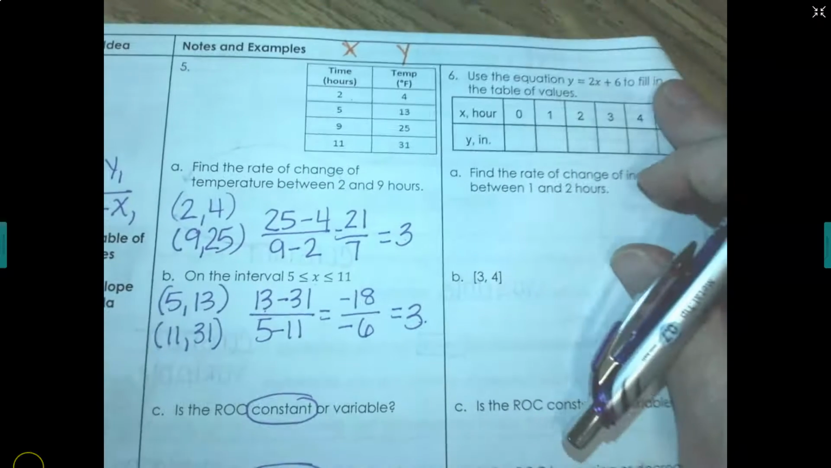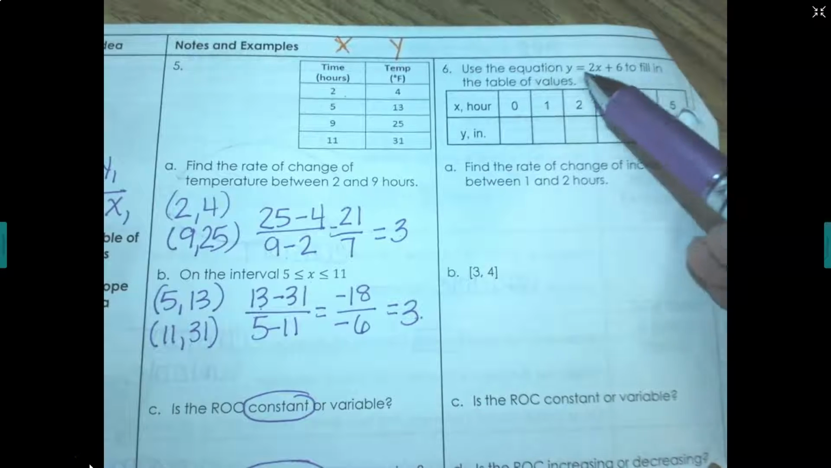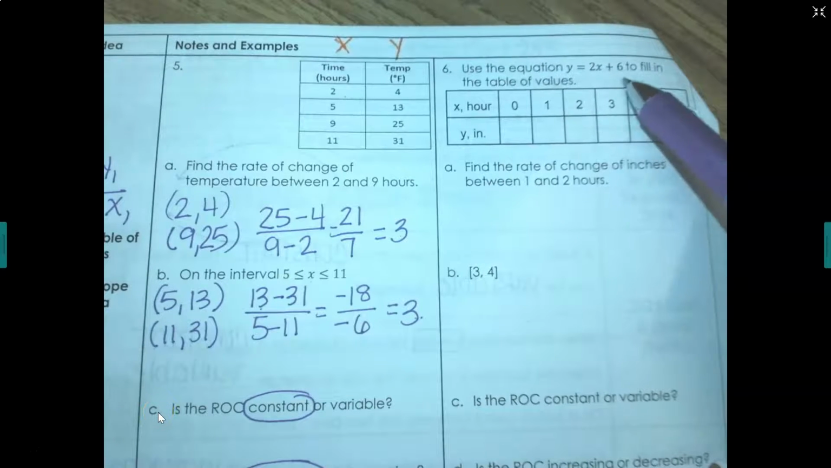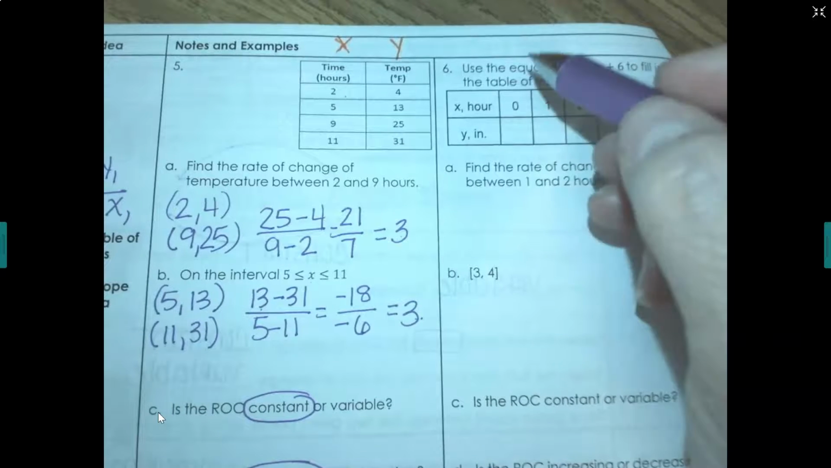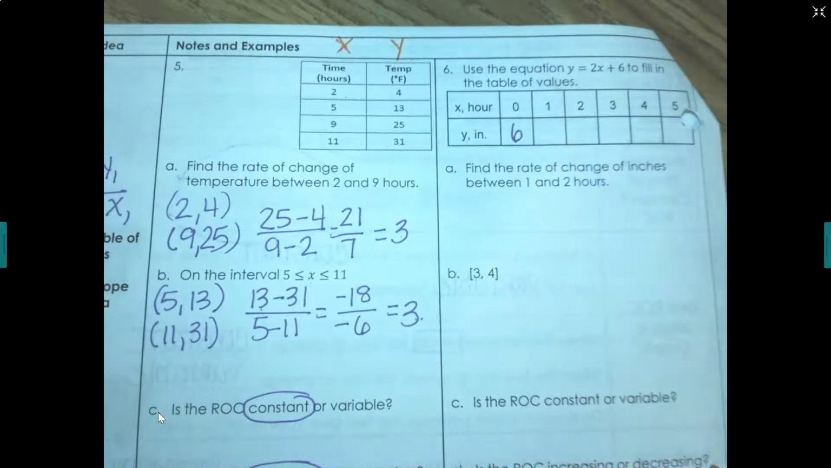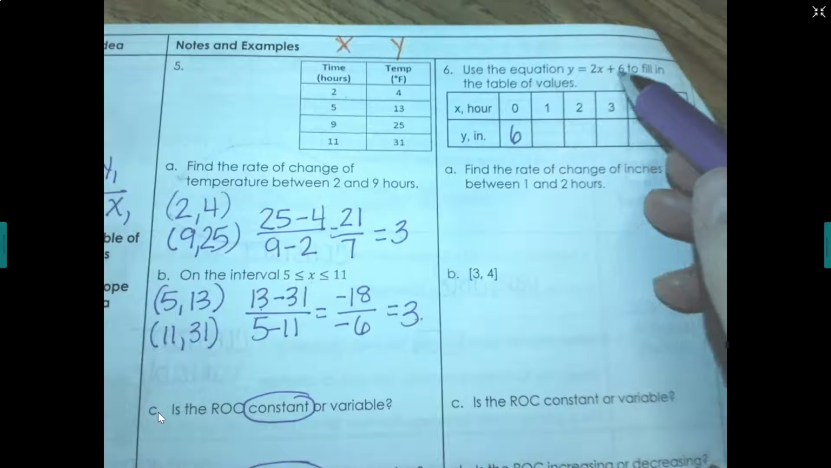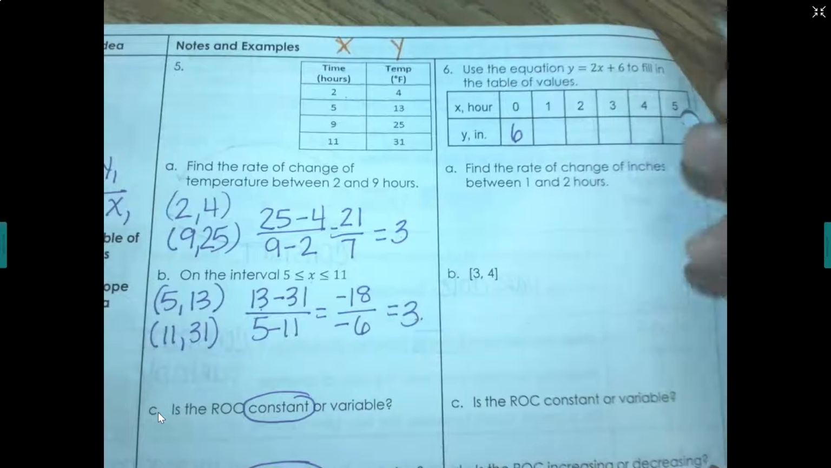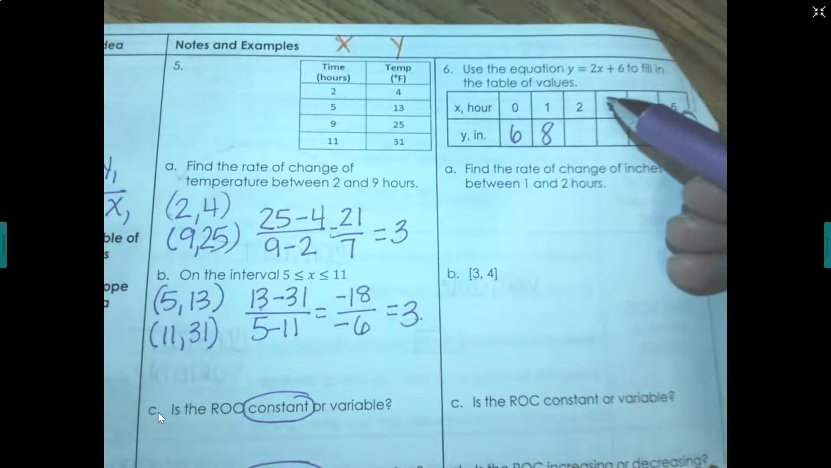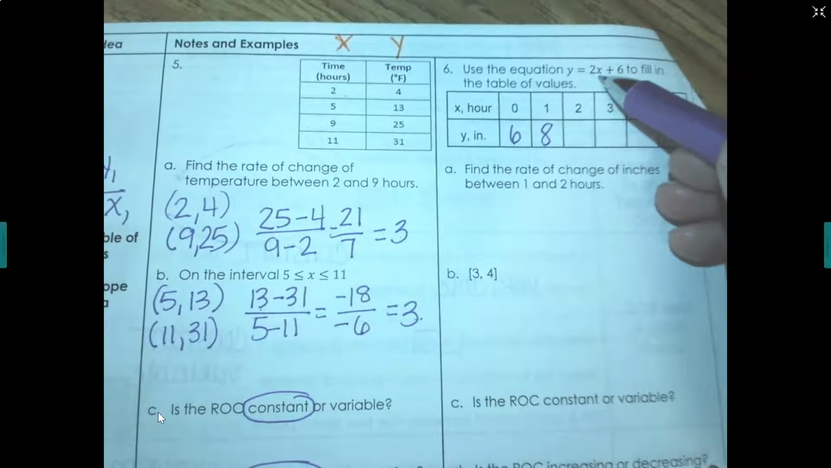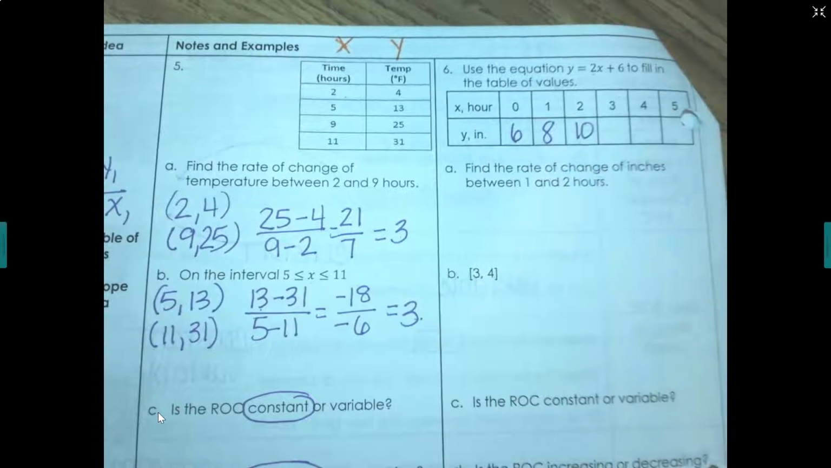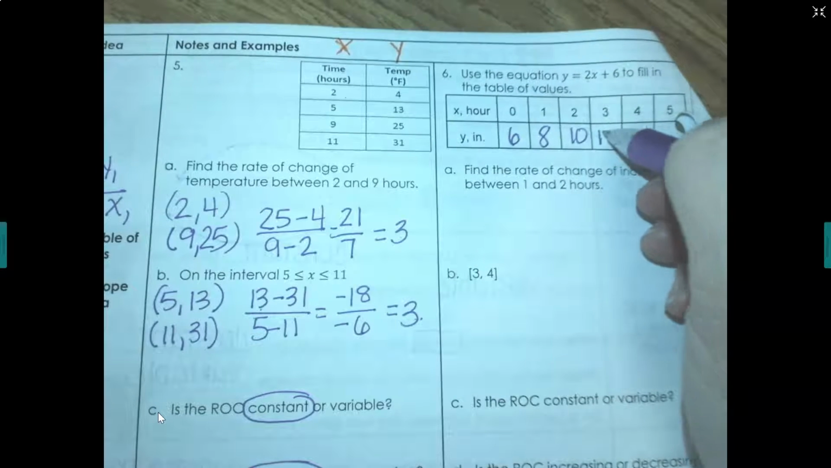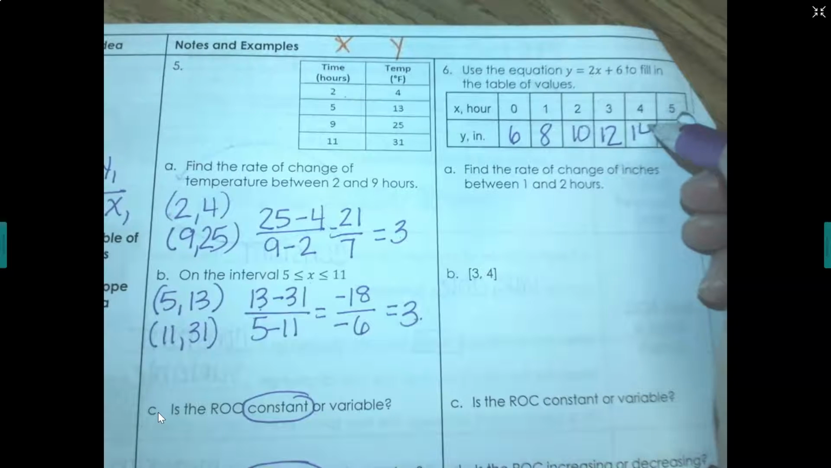All right, let's check out number 6 here. I give you an equation. It says y equals. Well, what that means is if you plug in x, you'll find out what y is. Okay, so if we plug in 0, you'll get out 6. Because 2 times 0 is 0, plus 6 will be 6. If we plug in 1, 2 times 1 is 2, plus 6 is 8. If we plug in 2, 2 times 2 is 4, plus 6 is 10. So hopefully you're starting to see a pattern here. 6, 8, 10. If you plug these numbers in, here's what you're going to get.